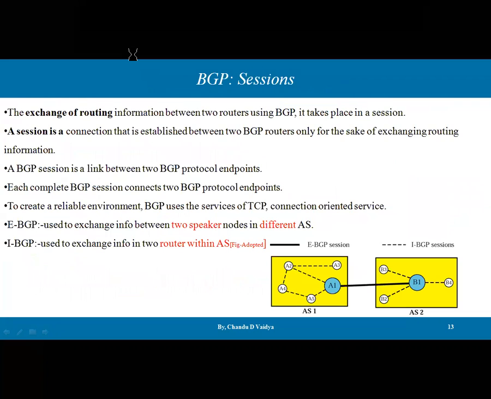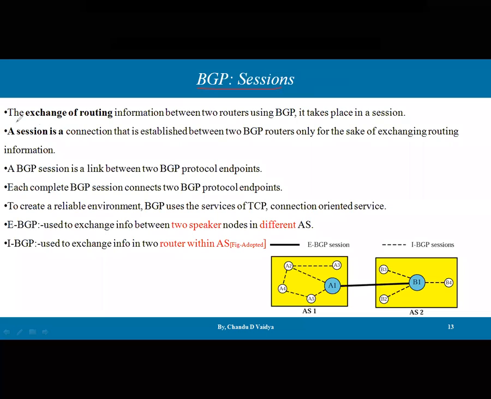Then there is another concept, the BGP session. What is its purpose? The exchange of routing information between two routers using BGP. It takes place via sessions. What is a session? A session is a connection established between two BGP routers only for the sake of exchanging routing information. Let's say R1 and R2 are there. In order to exchange the information, we require a session, a path via which we can send the information. For that purpose, sessions are required.